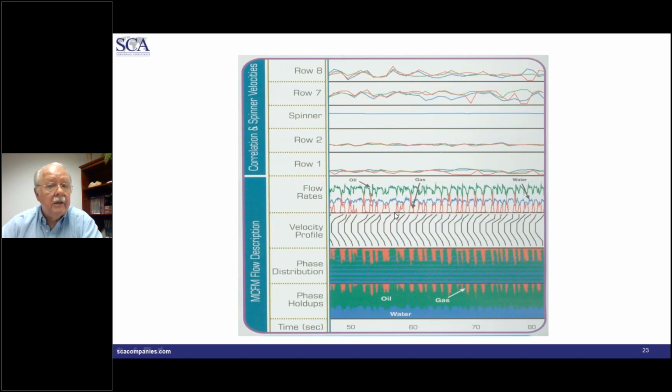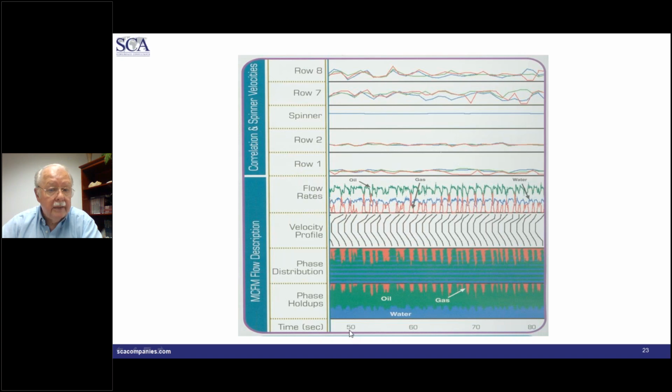You could do a hand calculation if you want, but you can see here what the problem is going to be. Here are the holdups. There are green and blue stripes here that indicate the holdup of oil and the holdup of water. These red things here show the slugs going by.